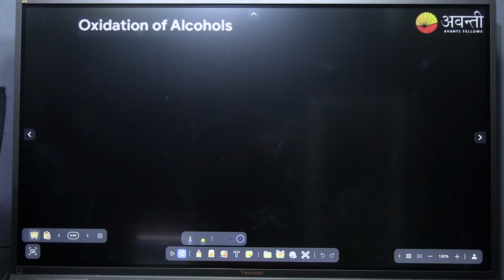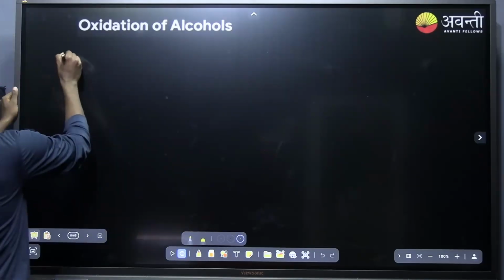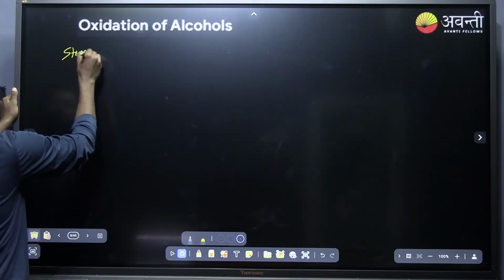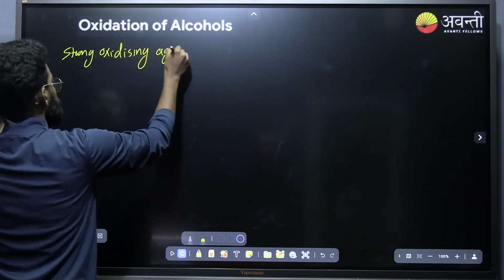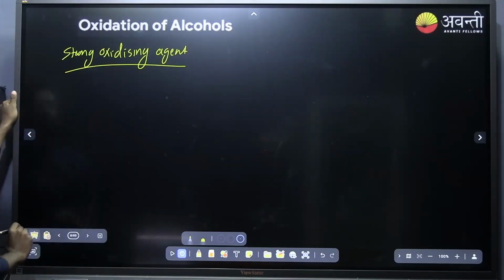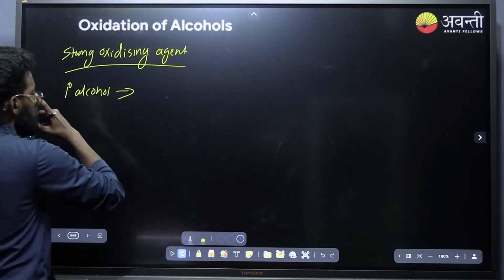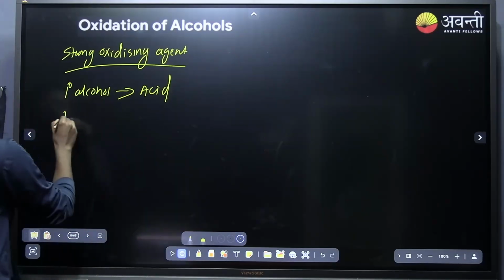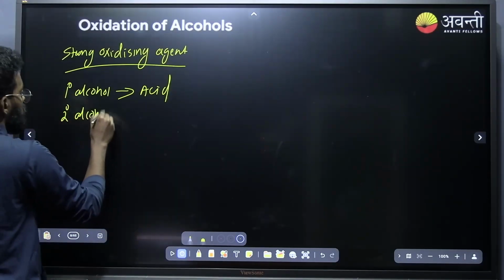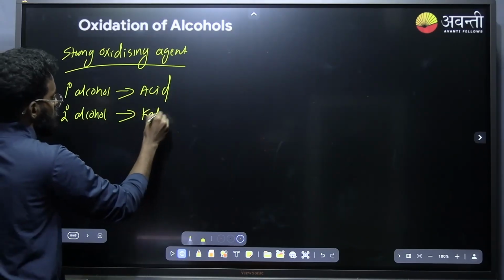That is oxidation of alcohol. Oxidation of alcohol is another important one. Oxidation reactions and reduction reactions are a very important part. Oxidation of alcohol: if I am using a strong oxidizing agent, what is going to happen? Primary alcohol will be converted to what? It will be converted to acid, and secondary alcohol will be converted to ketones.